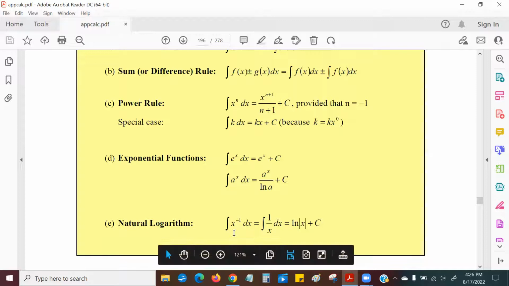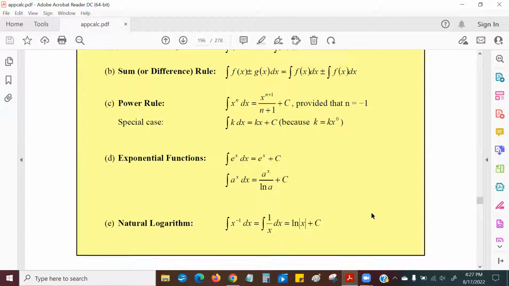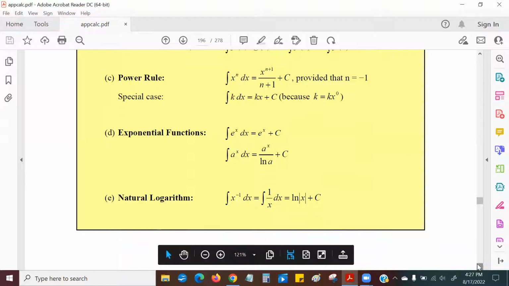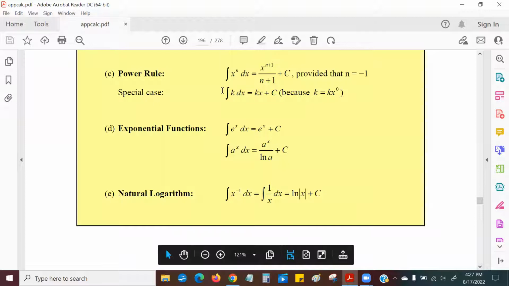And finally, the integral of x to the -1, which is the same thing as 1/x, is the ln of the absolute value of x. And notice it says absolute value of x. That's because ln x is not defined for negative numbers. The domain of the log function is positive numbers only, not negatives. That's why it has to be the absolute value. Okay, well that's all I wanted to show you there.